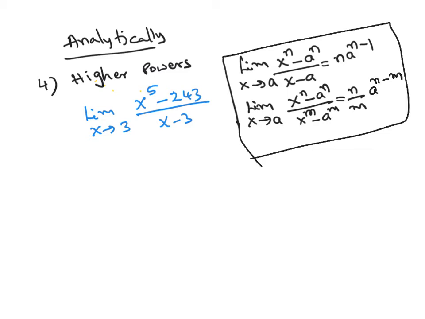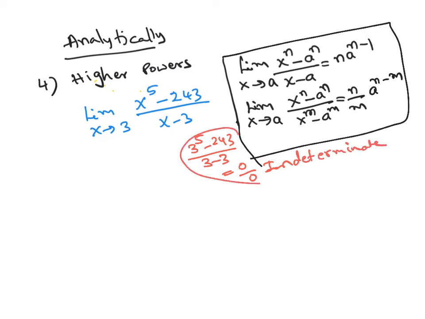So whenever we have a higher order exponent, and if I plug in 3 to the 5th power minus 243 divided by 3 minus 3, that's going to give you 0 over 0, indeterminate. Do not ever forget to plug in first before you go to any method. If it is not indeterminate, we are done. But if it is indeterminate, then we have to do something else.